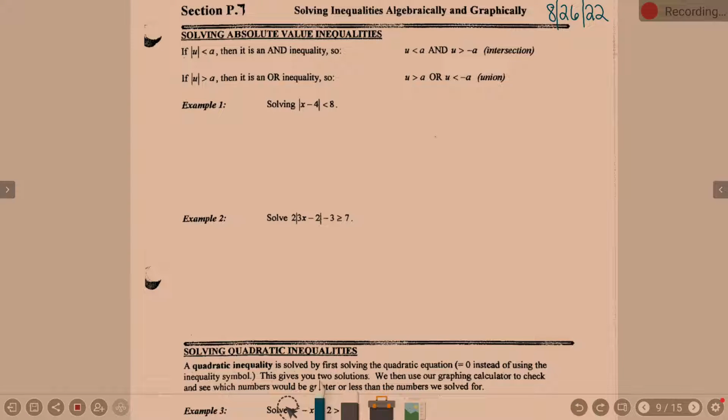Lesson P.7, solving inequalities algebraically and graphically. So we've solved some equations, now we've got to review our solving inequalities. The algebraic part is pretty much review. The graphic part is the newer piece, because you've solved inequalities graphically, but this is more solving, like, a quadratic inequality graphically.